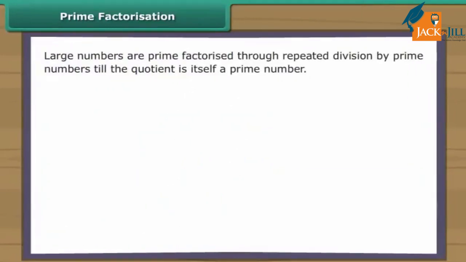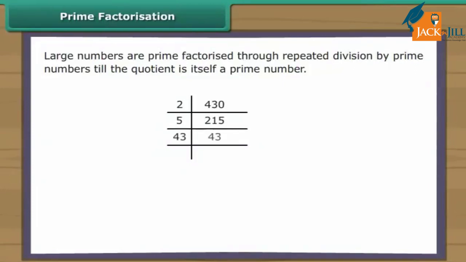Large numbers are prime factorized through repeated division by prime numbers till the quotient is itself a prime number. Let us prime factorize 430 by division method. First, we divide 430 by the prime factor 2. Next, we divide the quotient 215 by the prime factor 5 to get the quotient 43.